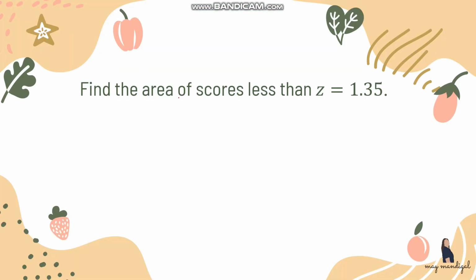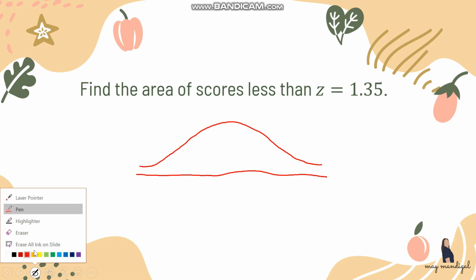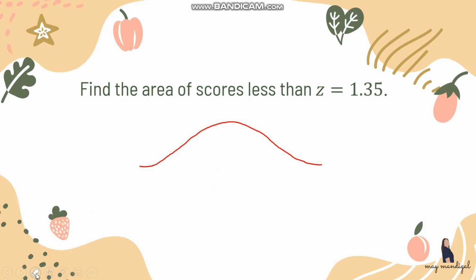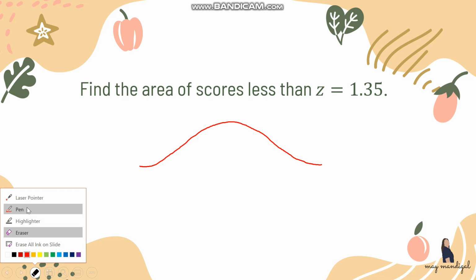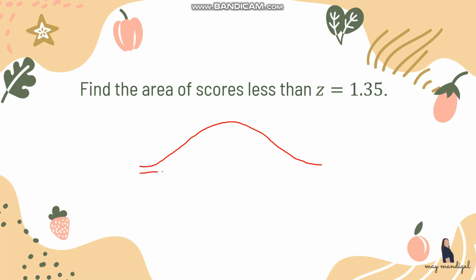Now, let's try to find the area of scores less than the z-score, which is equal to 1.35. So the first thing that you have to do is to draw or to illustrate the normal curve with the given z-score. So this will help us to visualize what part or what region of the normal curve we are trying to identify.